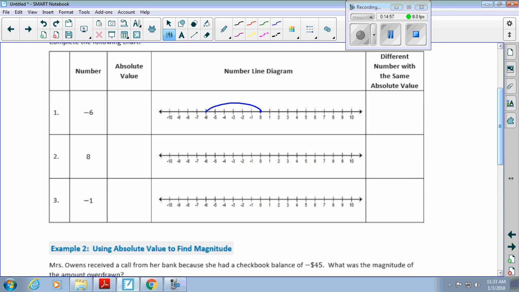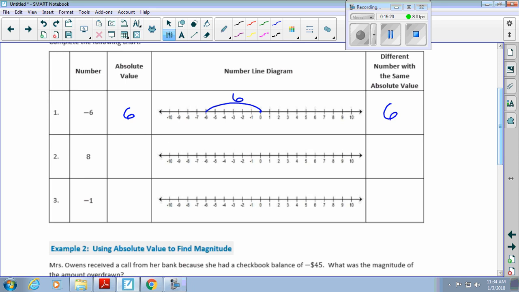O'Reilly. 6. So the absolute value of negative 6 is 6. Yep, positive 6. All right, so we know this has a distance of 6. What other number besides negative 6 would also have a distance of 6? Brianna? Positive 6. Very good.